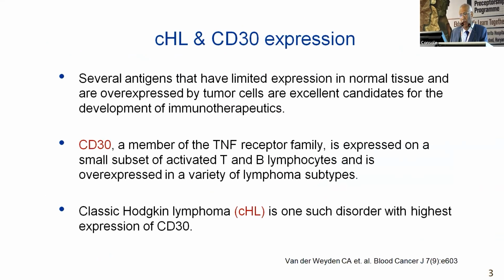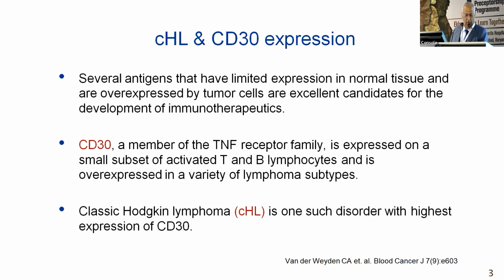So a lot of antigens are expressed on the cancer cell. Some of them are specific to a cancer cell and not so expressed on a normal cell. And you can exploit that particular antigen to treat that disease with immunological drugs. Now, CD30 is one such antigen which is not too much expressed on T and B lymphocytes, but highly expressed on Hodgkin cell. And that is the principle of using this drug in the treatment of Hodgkin lymphoma.